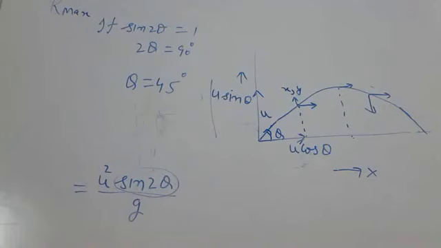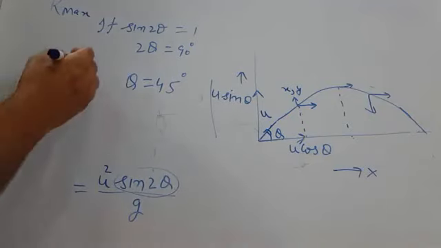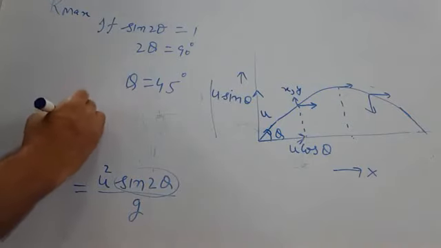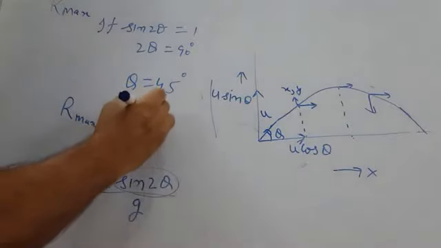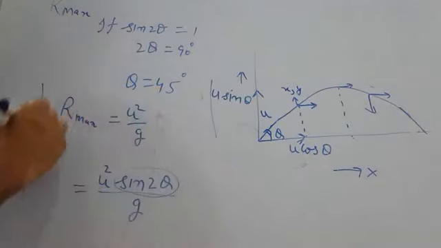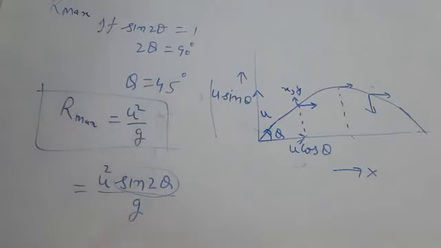So if you want to throw any object to the maximum horizontal distance, then you will have to throw that object at an angle of 45 degree with the horizontal. And what will be the maximum value of range? R maximum will be, this term will become 1, u square by g. That will be the maximum horizontal range. So we calculated time of flight, horizontal range, maximum height, and we derived the equation of motion of this projectile as well.